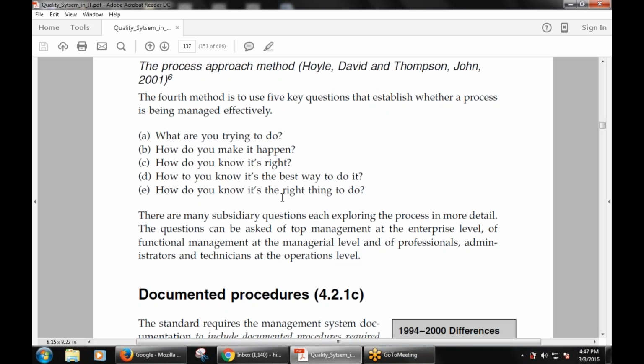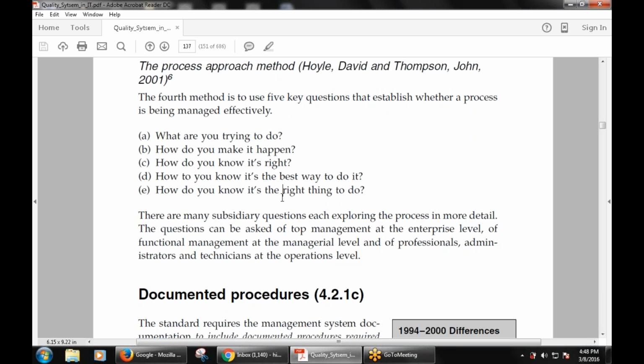So how is it possible to use the process approach method? How do you know you make it happen or not? Then how do you know it's right? Whether you know that this is correct or not, and how do you know it is the best way to do it or not? This is the right method to do it or not? And how do you know it is the right thing to do?